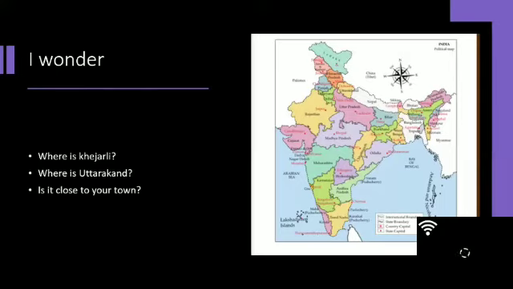Now, children, when we are coming to the last one, there are some questions which are framing in my mind, and they are there in I Wonder also. So let us see. Kejali. We are able to hear a word called Kejali, the village. So where is this Kejali village? It is in Uttarakhand. Now, where is Uttarakhand? Is it close to our town? Let us see. So, where is Uttarakhand? You can just point it out on this map.